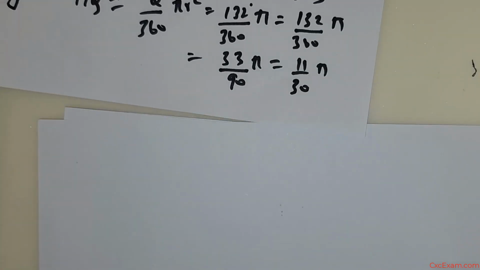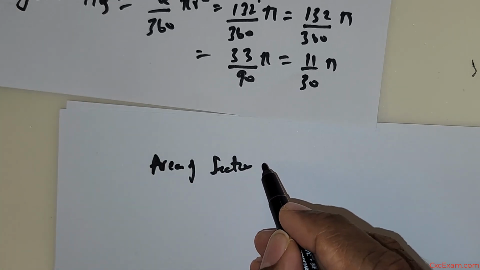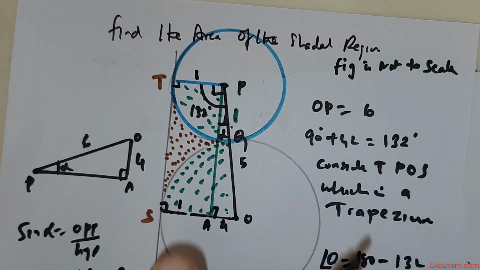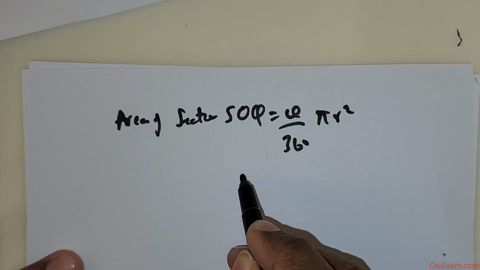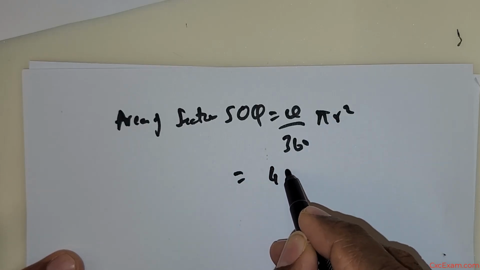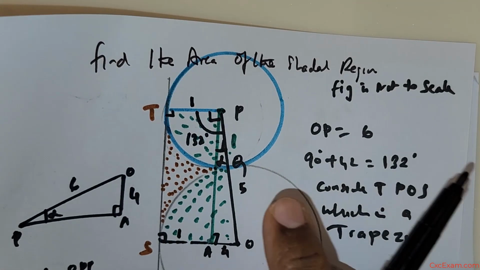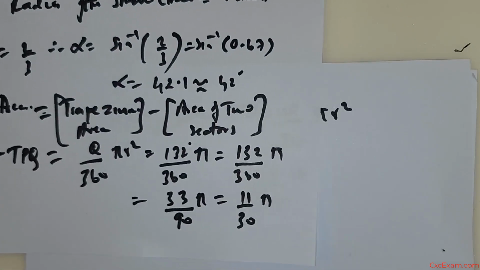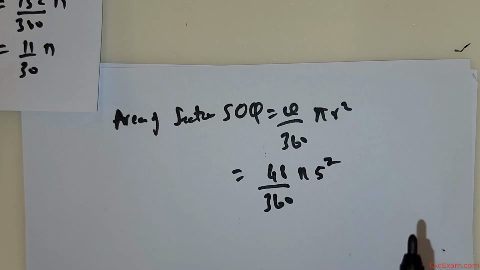So area of sector SOQ is theta over 360 pi times r squared. Now theta is 48 degrees divided by 360 pi times. Now the radius, what is the radius here? 5 units, right? So that is placed here. That's going to be 5 squared there. Alright, so this is equal to 48.